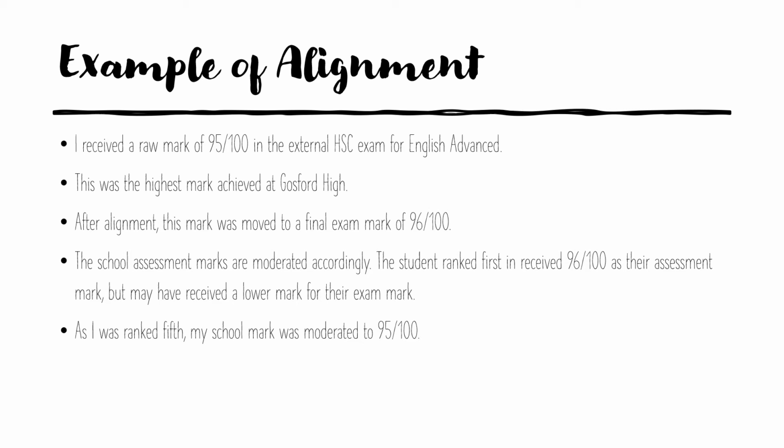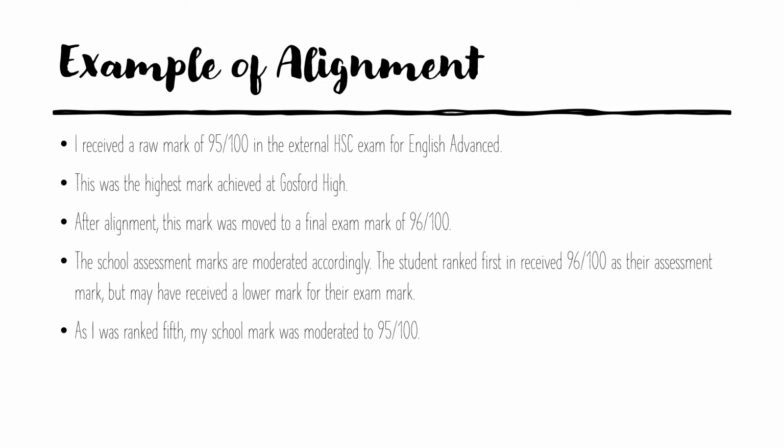I received a raw mark of 95 out of 100 in the external HSC exam for English Advanced, and this was the highest mark achieved in this course at Gosford High. After alignment, this mark was moved to a final exam mark of 96 out of 100, and the school marks are moderated accordingly. So the student who was ranked first in the school before the HSC would have received 96 out of 100 as their assessment mark, because remember, the top mark achieved in the HSC exam has to be the top mark that the student who was ranked first gets for their moderated assessment mark.